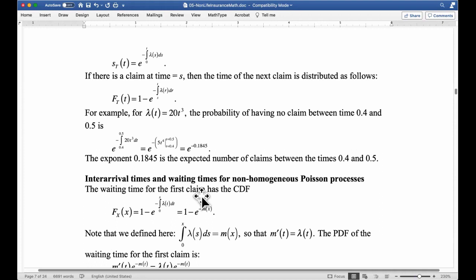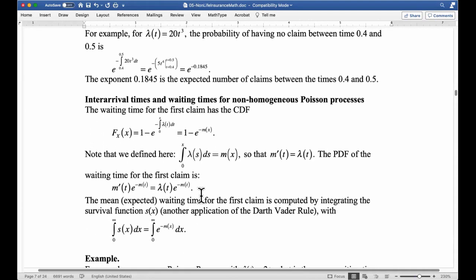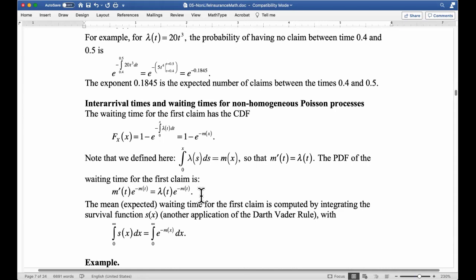So for example, for this lambda of t equal to 20t cubed, the probability of having no claim between time 0.4 and time 0.5 is the probability of 1 minus big F. So 1 minus what we just said above, and that's e to the minus the integral from 0.4 to 0.5 of 20t cubed dt. So that's e to the minus 5t to the fourth from t equal to 0.4 to t equal to 0.5, and that's equal to e to the minus 0.1845. The exponent 0.1845 is the expected number of claims between the times 0.4 and 0.5. It kind of plays the role of lambda in this case.